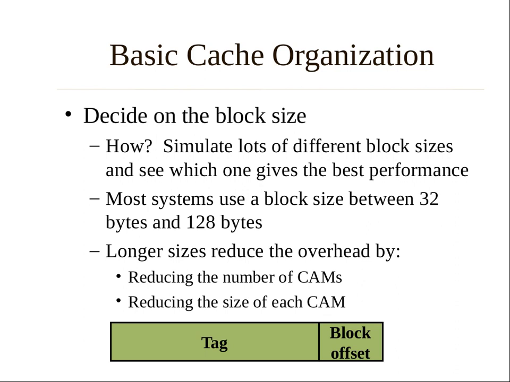Most systems use a block size between 32 and 128 bytes. So those aren't bits, those are actual bytes, which is actually a pretty significant amount. But it ends up being that main memory on some systems can transfer 128 bytes of memory in one, I'll just say transfer. So that's fine. It's just like, here you go. Longer sizes reduce the CAM overhead by reducing the number of CAMs and reducing the size of each CAM.